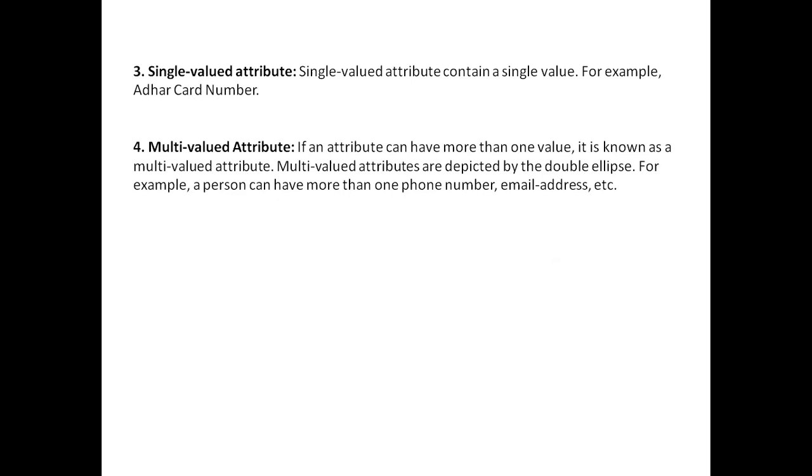Okay. The fourth one is the multi-valued attribute. If an attribute can have more than one value, it is known as a multi-valued attribute. Like I said, mobile number, email address, or sometimes addresses. A particular person can have more than one address, more than one email ID, and more than one phone number also. So this is the multi-valued attribute.